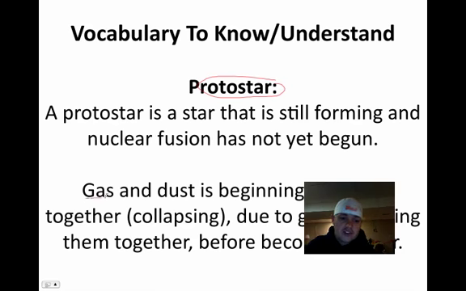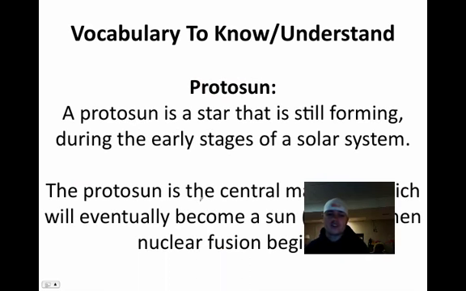So what happens is gas and dust are beginning to literally group themselves together. They're collapsing because gravity's pulling everything into the center, and as it does this, it starts to clump itself, and as it spins around and around real fast, it starts to mold itself into what we now see as a star, something that's more solid and packed in the middle. A protosun is very similar to what a protostar is.